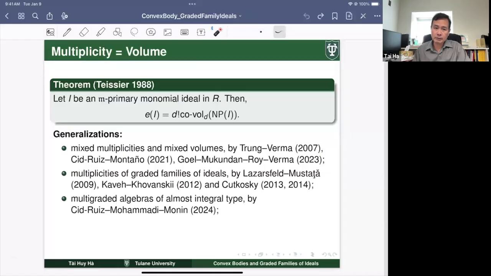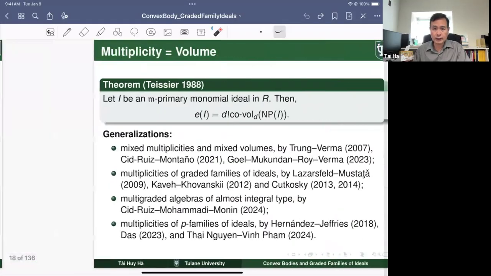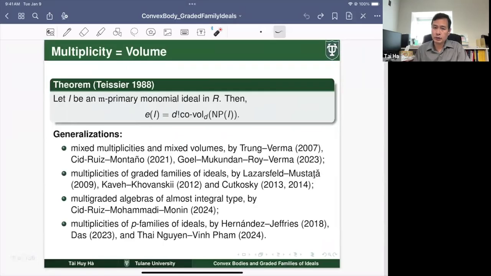Or one can look at multi-graded algebras instead of just graded algebras or graded polynomial rings in our setting. This has been looked at by Cid-Ruiz, Mohammadi, and Monin. And one can also look at the situation in positive characteristic. Instead of looking at graded families of ideals, one can look at p-families of ideals. This has been looked at by Hernández, Jeffries, Datta, Tai, Nguyen, and Bingxi Fan.